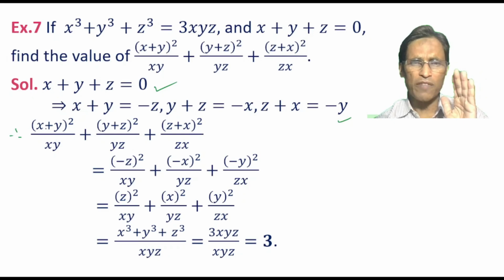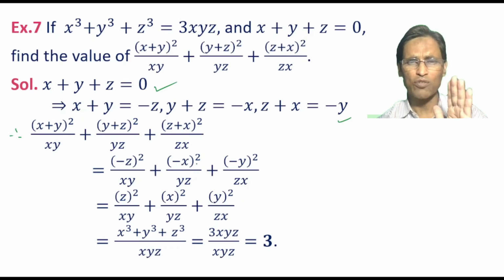Now, x plus y को हम रिप्लेस करते हैं माइनस z से, and so it will be minus z to the whole square. इसी तरह से y plus z को हम रिप्लेस करते हैं माइनस x से, and therefore minus x to the whole square it comes. And lastly, z plus x to the whole square को हम रिप्लेस करते हैं minus y to the whole square से. However, minus z to the whole square comes z square, minus x to the whole square comes x square, and minus y to the whole square comes y square, and denominator will remain as they are. So now z square by xy plus x square by yz plus y square by zx.